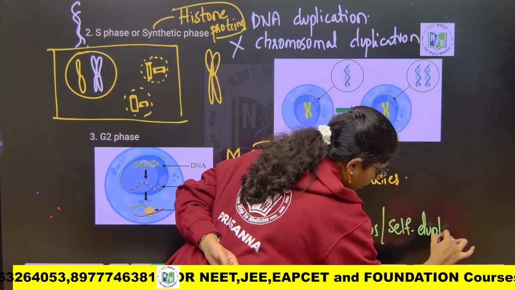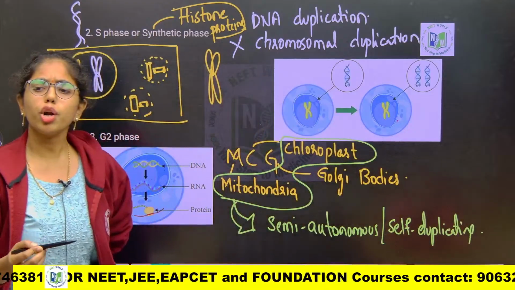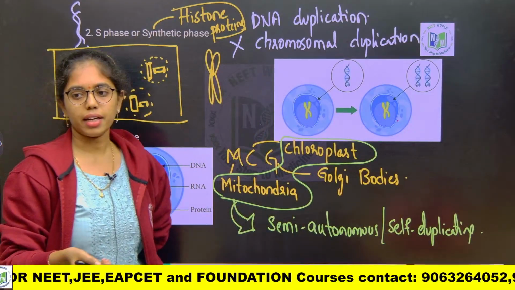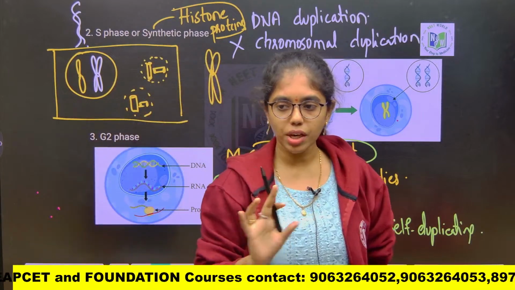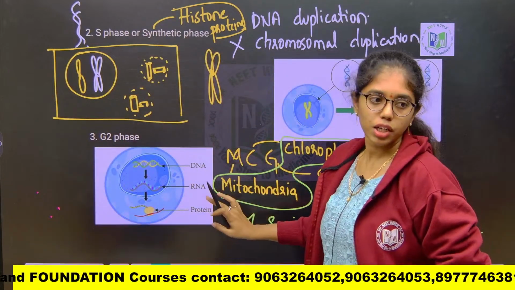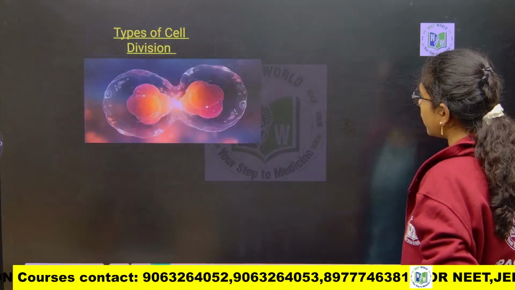Self-duplicating. Clear right now, beta, with all the three phases? And whichever more protein constituents or RNA, whichever are required additionally to conduct the M phase, are being produced in what? G2 phase. Okay? And so, now you are clear with the interphase, right?